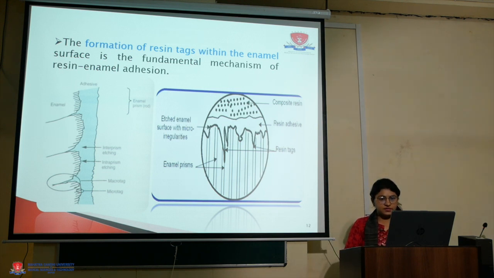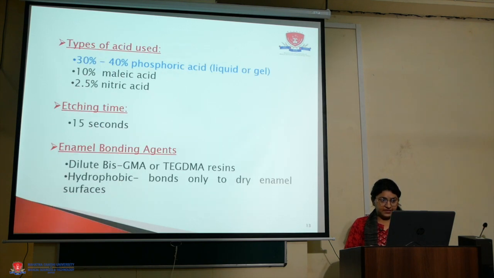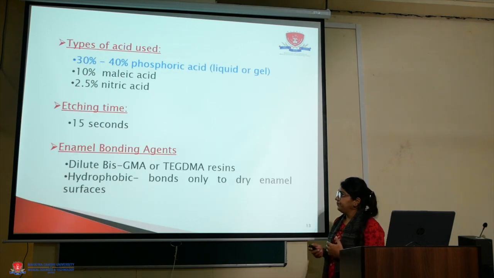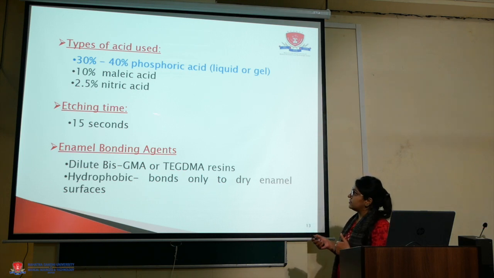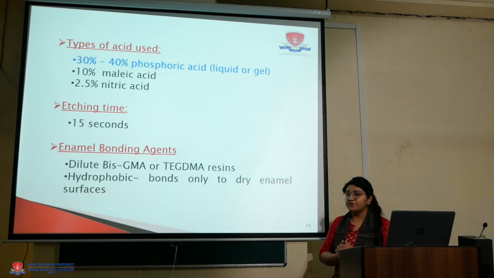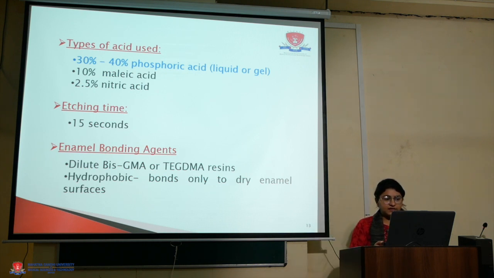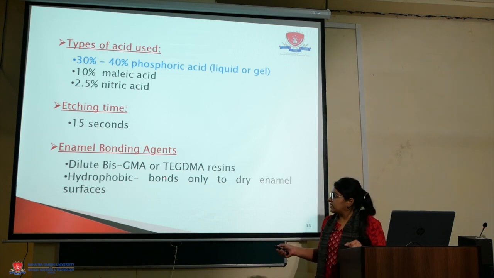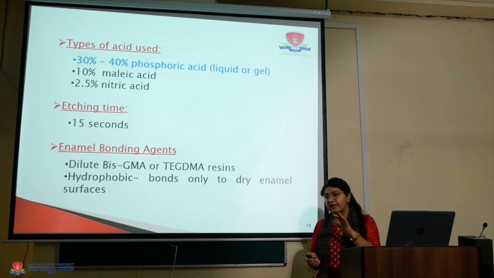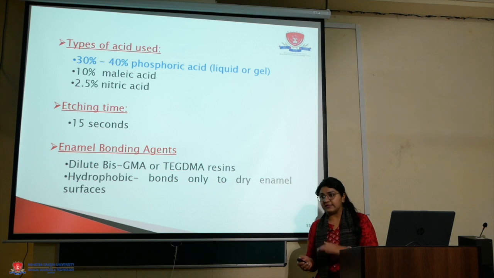And for this purpose, that is for the etching, the commonly used acid is 37% phosphoric acid, and other acids which have been tried are 10% maleic acid and 2.5% nitric acid, and the time duration is 15 seconds. The various enamel bonding agents which are available contain dilute bis-GMA or TEGDMA resins. And this bond is a hydrophobic bond, because these materials, bis-GMA or TEGDMA resin, are hydrophobic. So we have to make sure that the enamel is completely dry when you apply these adhesive layers.